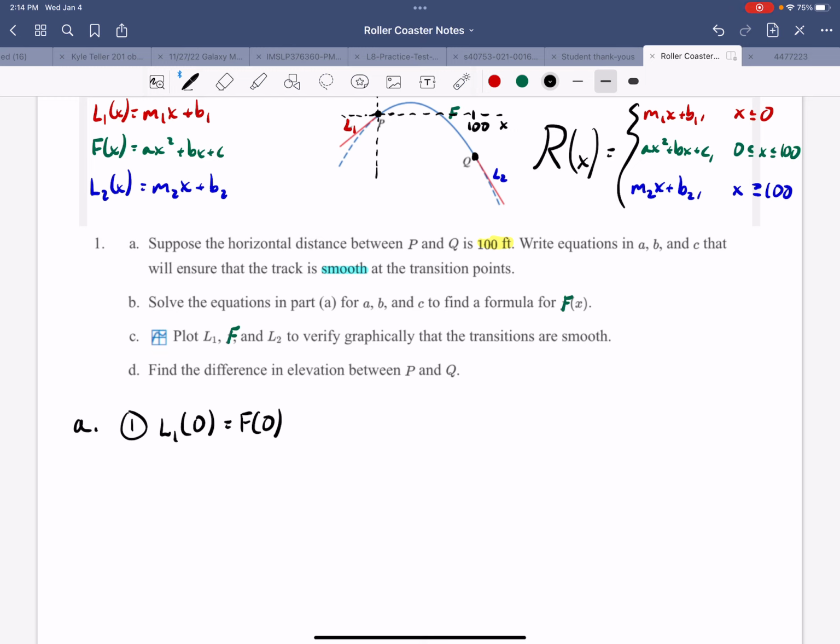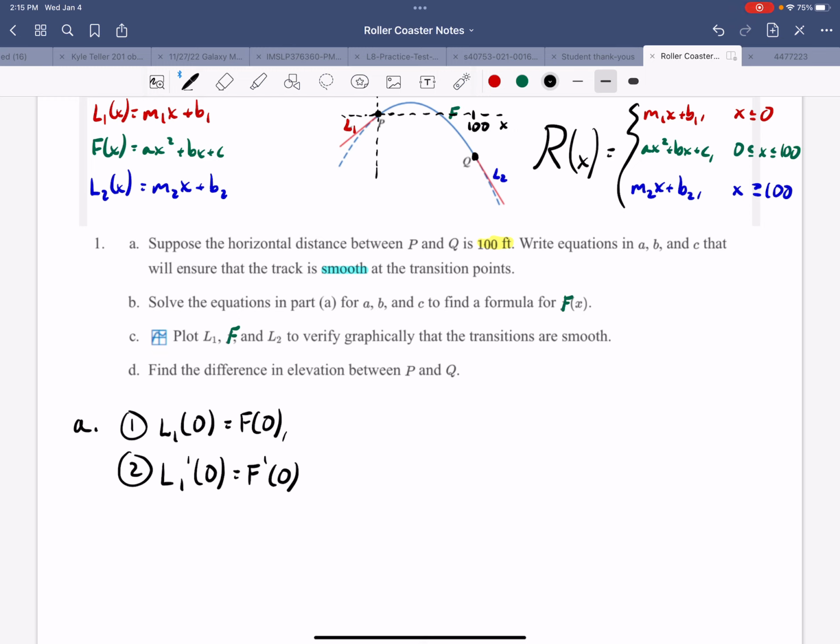We also want the roller coaster to be smooth, right? So it's not just going to do something awkward like that, where the line awkwardly transitions to the parabola. We need it to be smooth, right? So our second equation is going to be L1 prime of 0 equals F prime of 0.